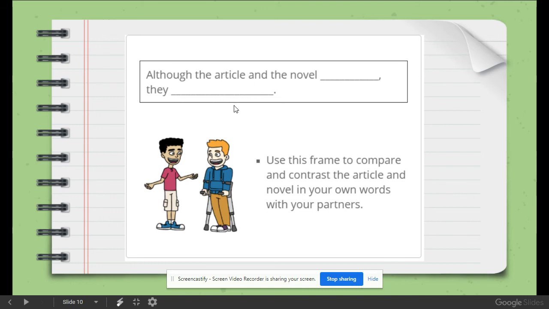So again, we're putting it all together here, the compare and the contrast. Although the article and the novel blank, they blank. So play around a little bit with what you could write about your two texts, The Lost Girls of Sudan and A Long Walk to Water. Once you're finished doing that, submit your quiz. If you missed any of the questions, you might want to look at what you missed and then go ahead and go to your essay organizer and start planning your conclusion.